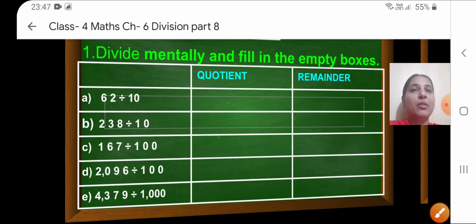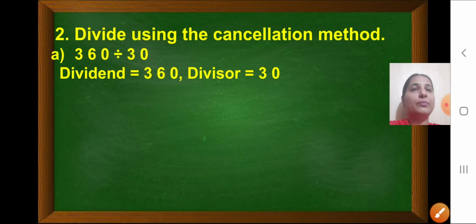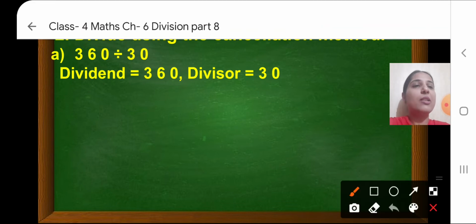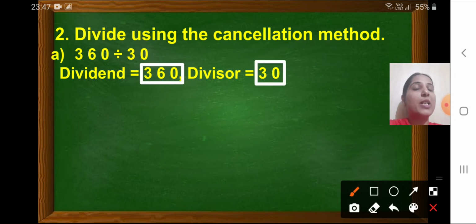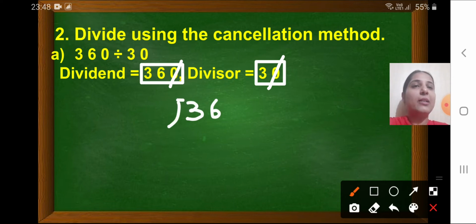Then question number 2 is divide using the cancellation method. So children, last class we discussed how to divide using cancellation method. So what do we do? First we will write the dividend, and what is the dividend here? Dividend is 360, whereas the divisor is 30. So first what do we do? First we cancel the common number of zeros in both the dividend and divisor. So now we have 36 divided by 3.